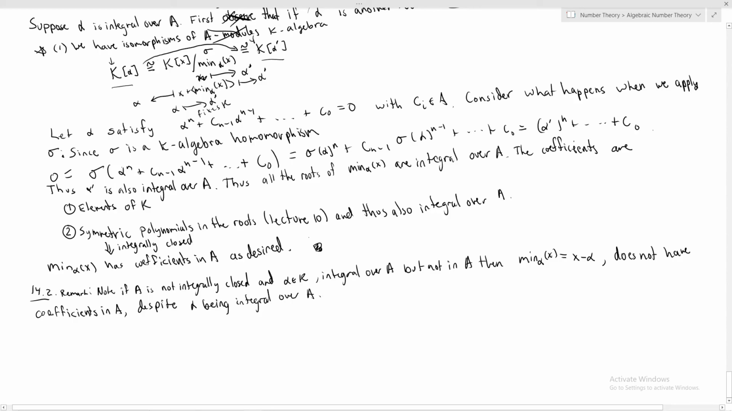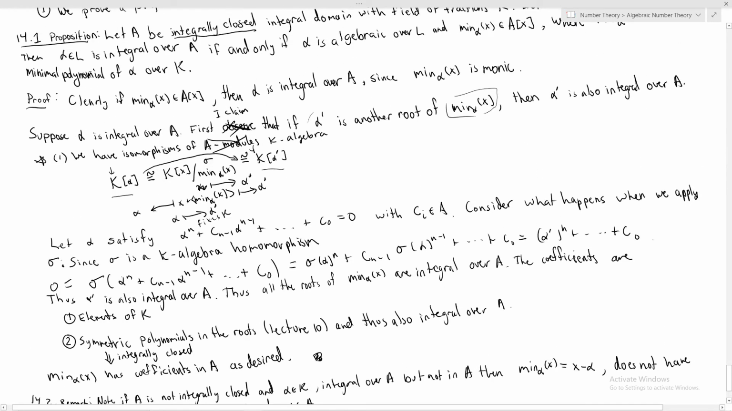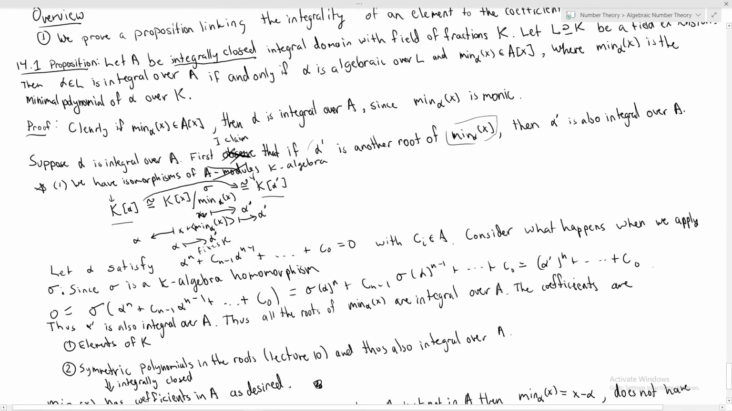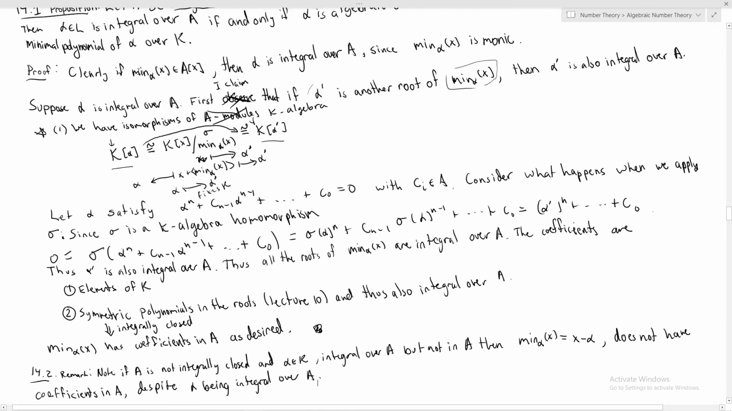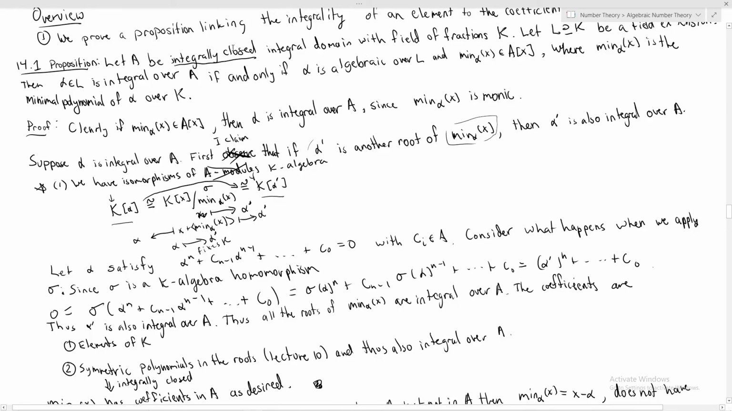So this is kind of like saying an integral domain is integrally closed if and only if the minimal polynomial of every integral element over a field extension of the field of fractions has coefficients in A. It's kind of a complicated statement. I don't imagine it's super useful, but it's better to think of it as this integrally closed condition being definitely necessary for the theorem to hold.